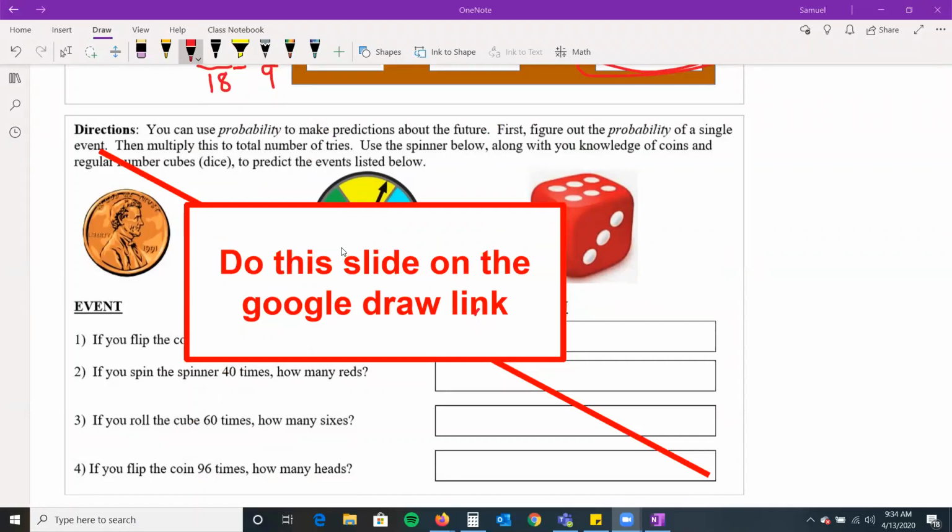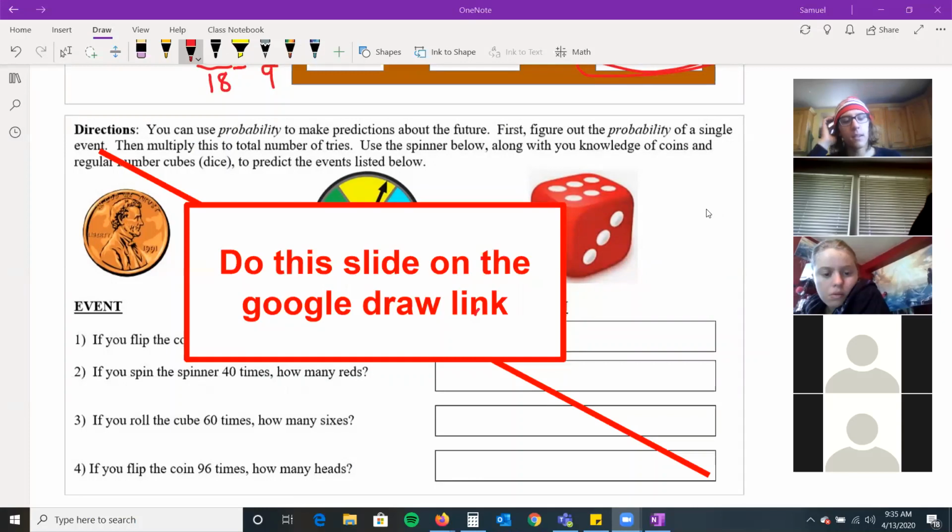So the directions say you can use probability to make predictions about the future. First, figure out the probability of a single event. Then multiply this by the number of tries done. Use the spinner below along with your knowledge of coins and regular number cubes, aka dice, to predict the events listed below. So, if you flip a coin 200 times, how many times do you think you will get heads? I want you to go ahead and fill that in on your chart and post your answer in the chat.